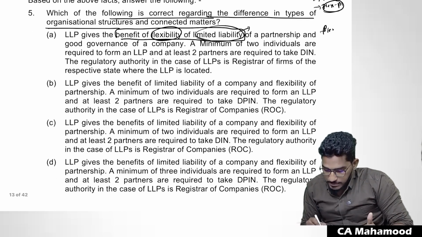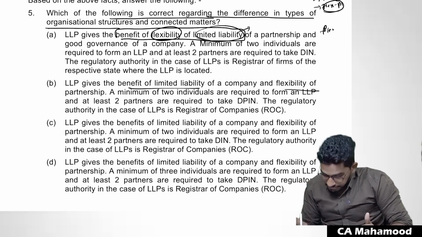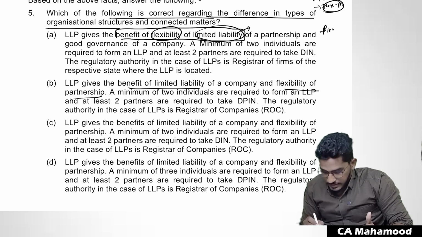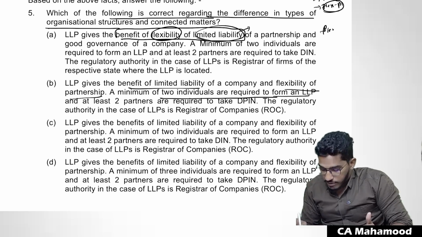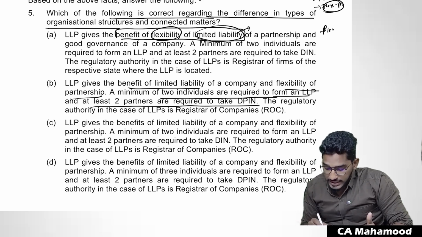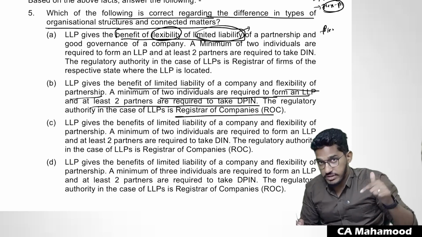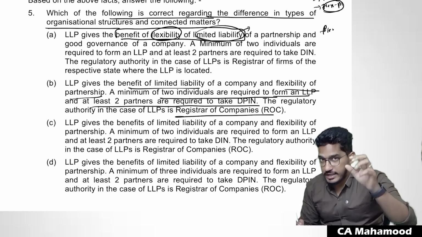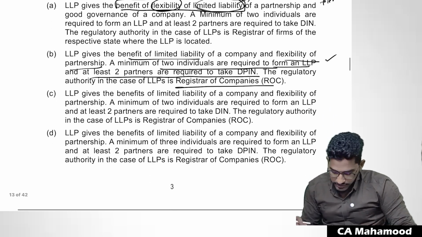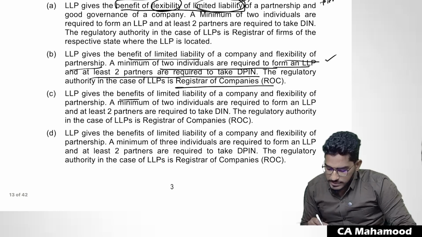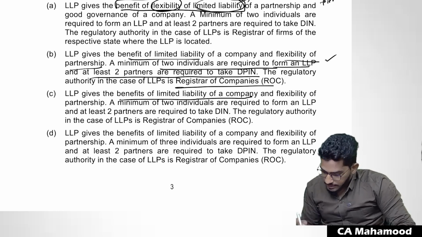Option B: LLP gives a benefit of limited liability. Yes. Flexibility of partnership. Yes. A minimum of 2 individuals are required to form an LLP, and at least 2 partners are required to be designated partners. The regulatory authority in the case of LLPs is the ROC. Yes. Not the Registrar of Firms. In case of LLPs, the regulating authority is the ROC. Yes, this option looks fine. LLP gives the benefit of limited liability of a company and flexibility of partnership. A minimum of 2 individuals are required to form an LLP. Everything is correct here.